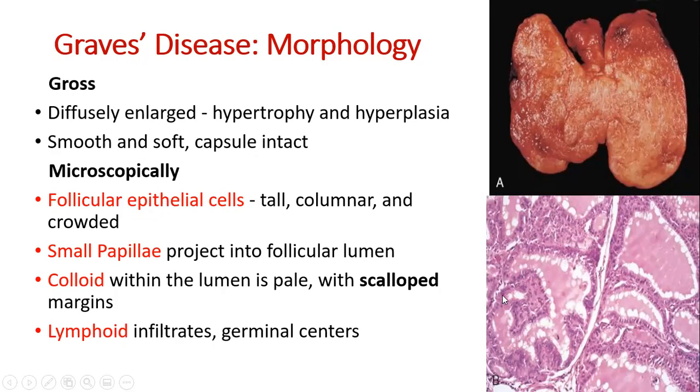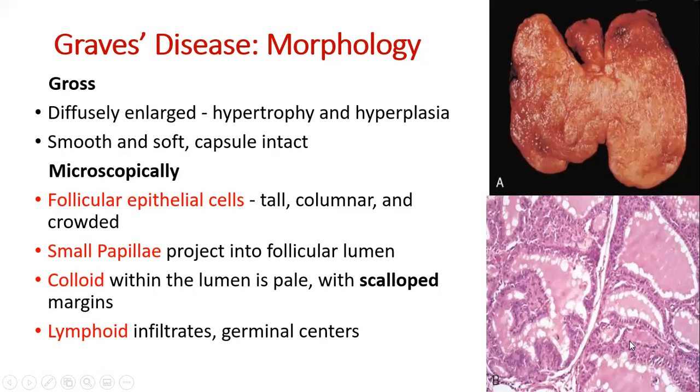Presence of papillae in any tissues or glands suggests they are more proliferating. Small papillae are seen here in the follicular lumens. That means the function is increased, and the colloid within the lumen is pale with scalloped margins. Scalloped margin is very interesting. They are scooping out the colloid because they are hyperfunctioning. The rate of scooping out is more than the rate of production in the follicle. That's why scalloping is a very classic presentation.